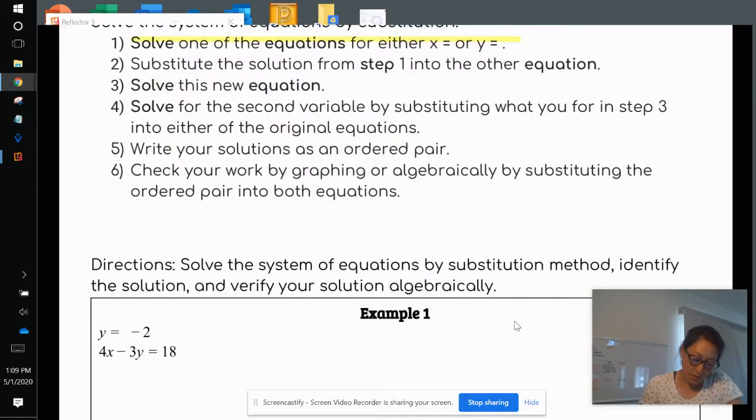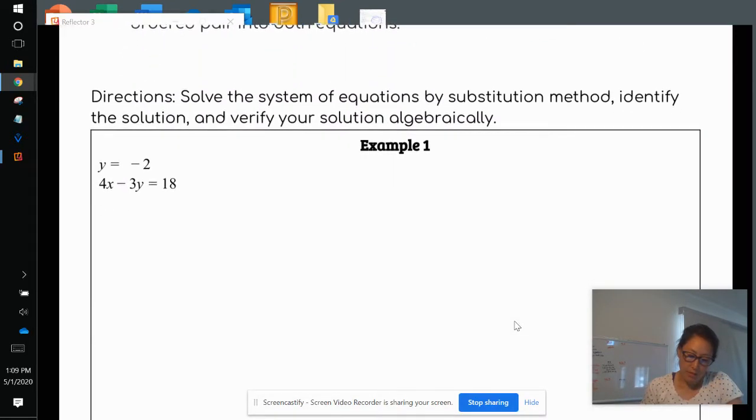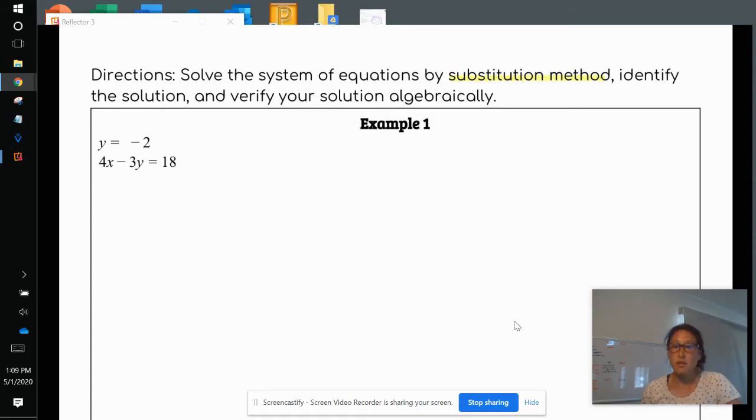All right, so the first example, we're going to solve all of these by substitution method. If you don't use substitution method in your work, then you're not going to get credit. Okay, so make sure you use substitution method. We got to identify the solution, being one solution, no solutions, or infinite solutions. You actually have to write that. Okay, and then we're going to verify using algebra. That's how you get full credit on your assignments.